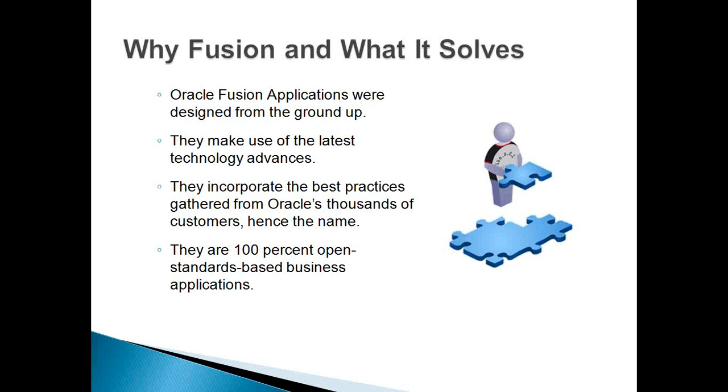For example, if some of you maybe worked on e-business applications, in e-business the approvals are based on the AME, right? Whereas now in Fusion applications, no more AME is in use. The approvals are based on the service-oriented architecture and the business process management model, BPM and SOA. So like that, they have made use of the latest technologies within the Fusion applications and incorporate the best practices gathered from Oracle's thousands of customers.